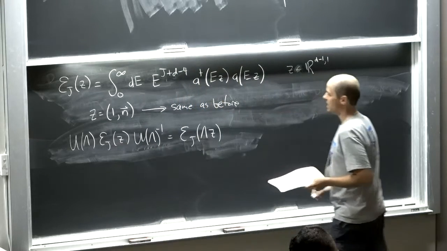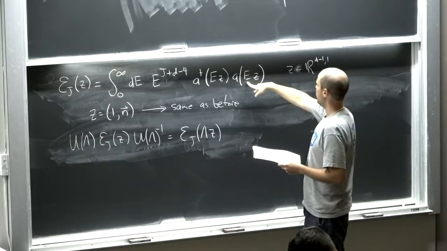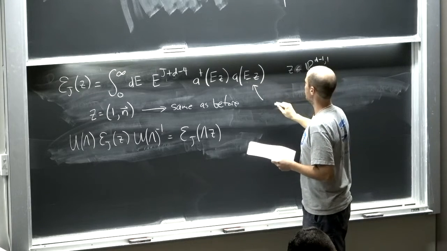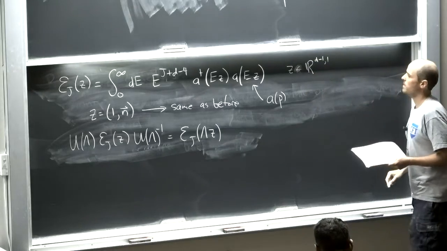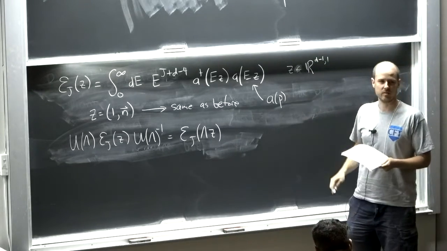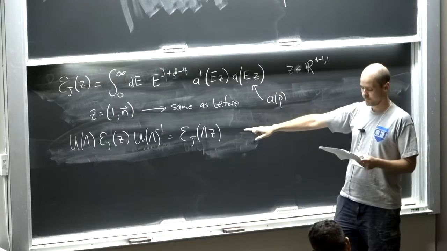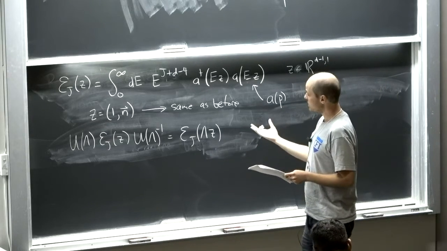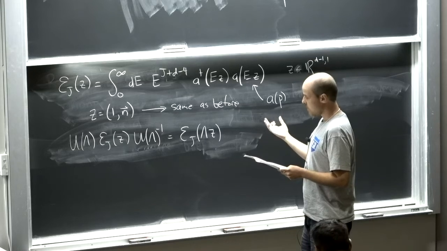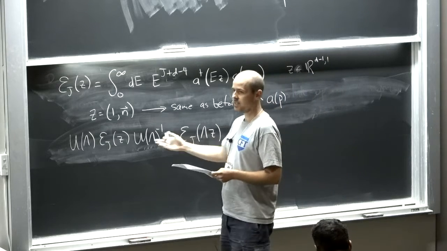Okay, and that is because I chose these creation and annihilation operators, you might remember, so that they transform in a simple way under Lorentz transformations. So I'm just using that formula. And so then finally, to figure out what representation this is, we should just look at the degree of homogeneity in z, right?